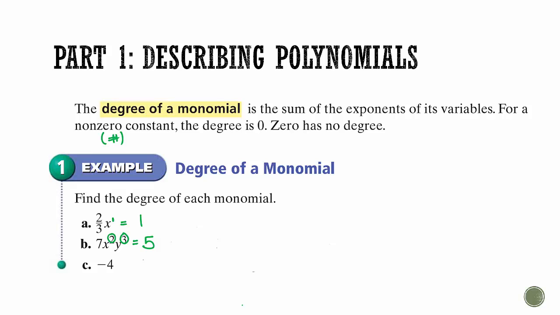And then negative 4 is just a number. So up here it says for just a number, the degree is 0. And that's because we could technically write this as negative 4 times x to the 0 power. And we know that's just negative 4 times 1. Which is just negative 4. There's 0 variables in that expression.